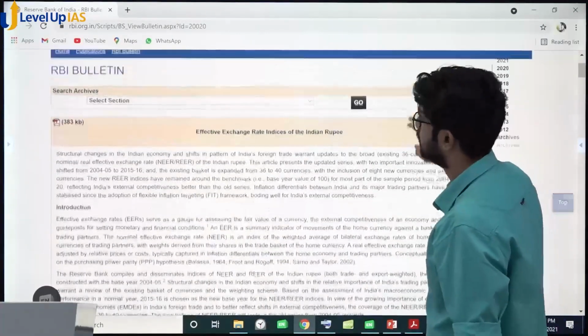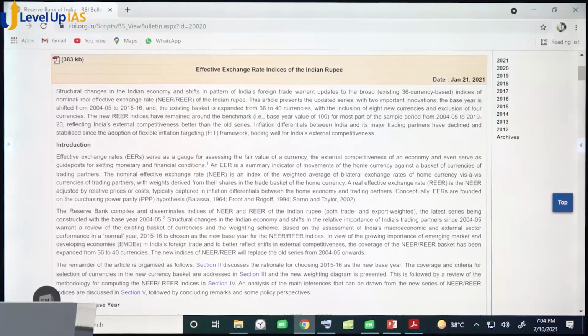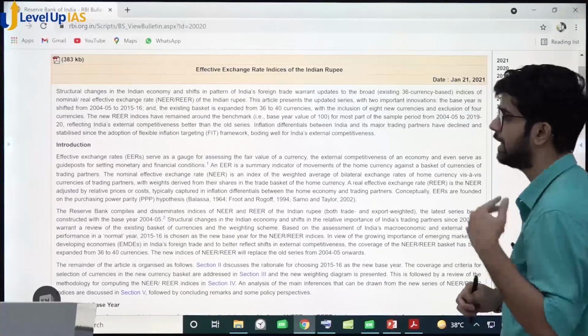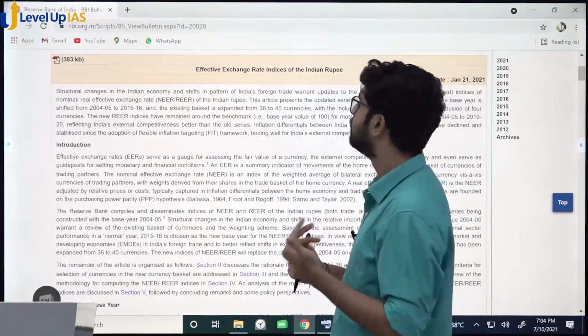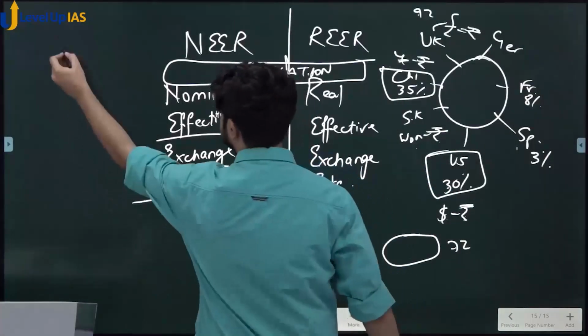Yes, see this. We'll read this. Structural changes in the Indian economy and shifts in pattern of India's foreign trade warrant updates to the broad indices of nominal NEER, REER of the Indian rupee. Updated series. There are two changes which I would like to draw our attention to. One is that the base year is 2015-16. So we will write here base year is 2015-16.